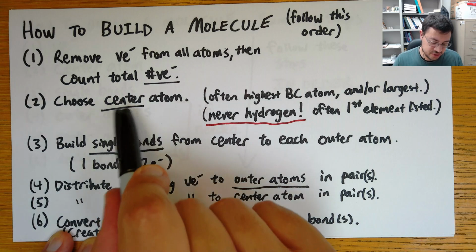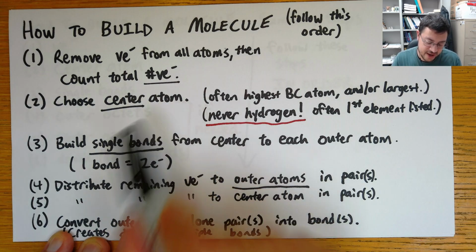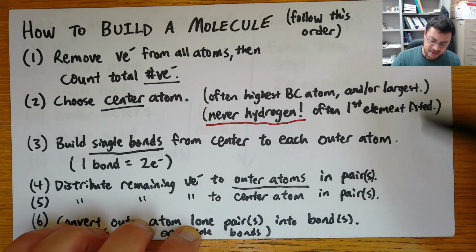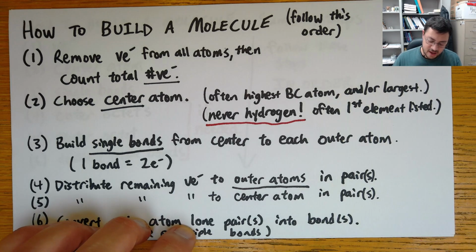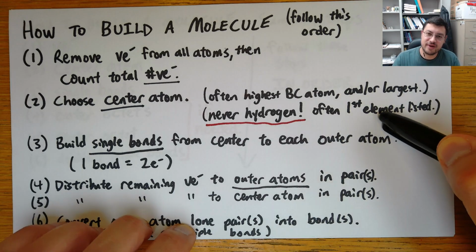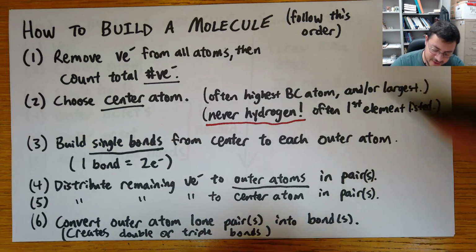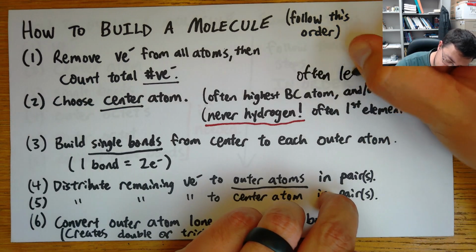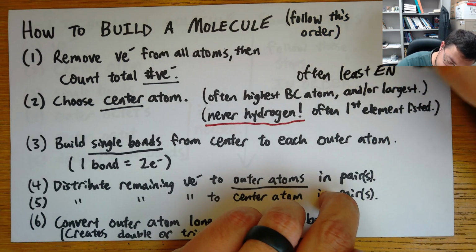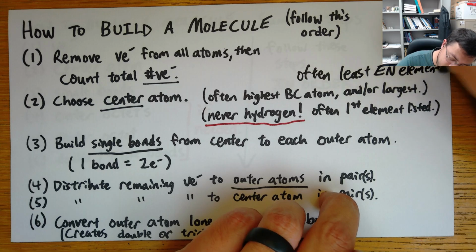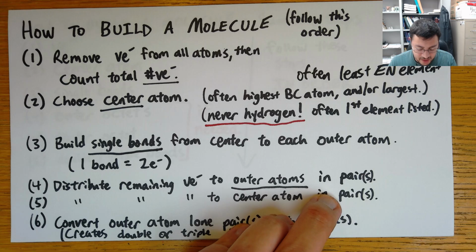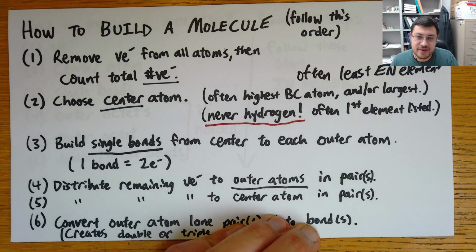Number 2 is to choose a central atom. Choose your center atom. Often that's going to be your highest bonding capacity atom. Often it's going to be your largest atom. Often, practically speaking, it's going to be the first element listed. And I see sometimes people write it's often your least electronegative element. And I mean, that kind of ties in with element largeness. Very importantly, it's never hydrogen. Hydrogen is never your central element.